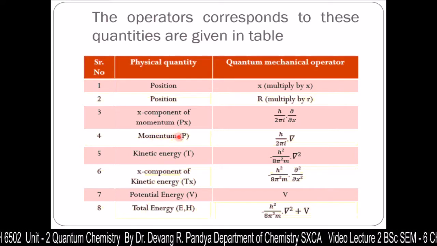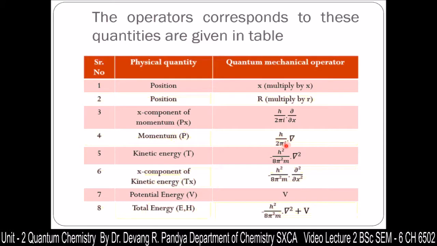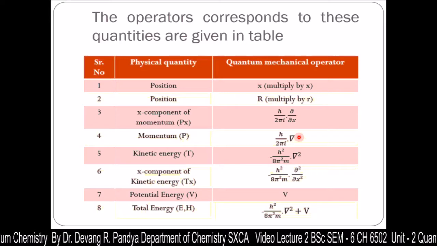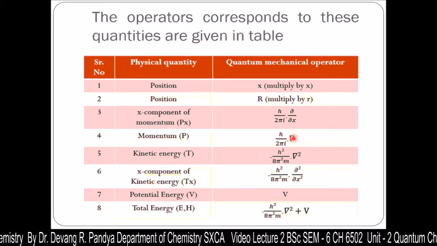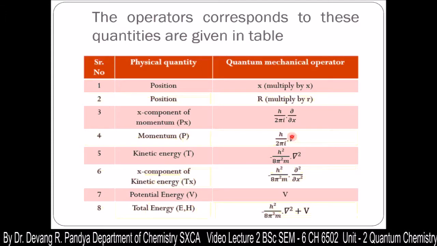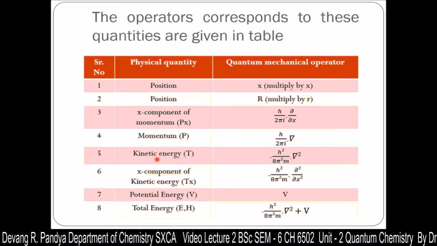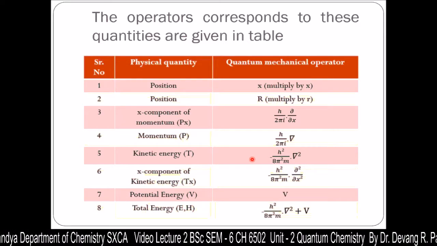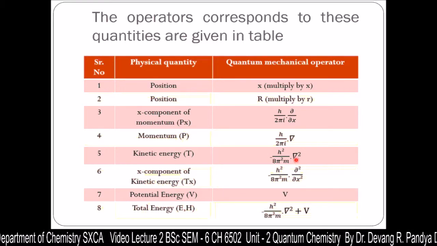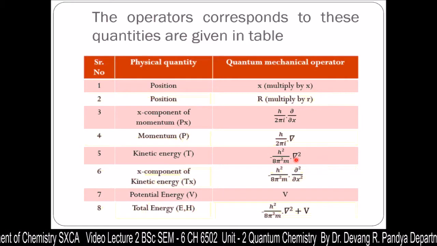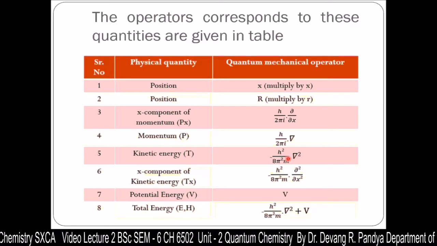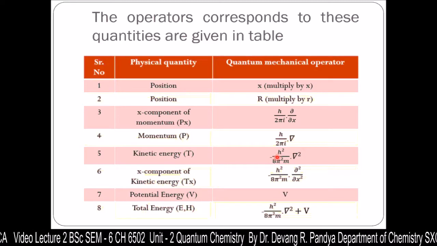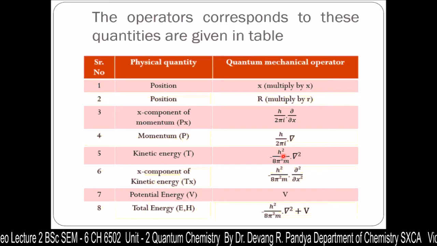The total momentum operator can be represented as h upon 2 pi i delta. Well, delta is the Laplacian operator, and its meaning is d by dx, d by dy and d by dz, so it represents all x, y and z coordinates. Now the quantum mechanical operator for kinetic energy is represented as minus h square upon 8 pi square m delta square, where delta square is d square by dx square plus d square by dy square plus d square by dz square. That is also a Laplacian operator squared. So that represents kinetic energy in three dimensions. This is the quantum mechanical operator for kinetic energy.